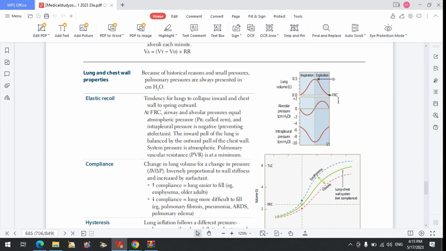Now, let us look at the alveolar pressure changes and the intrapleural pressure changes that are causing this expiration and inspiration. Now, you guys remember when we were talking that if you want to inspire, that means that you must increase the pressure in the alveoli so that it will be more than the pressure.